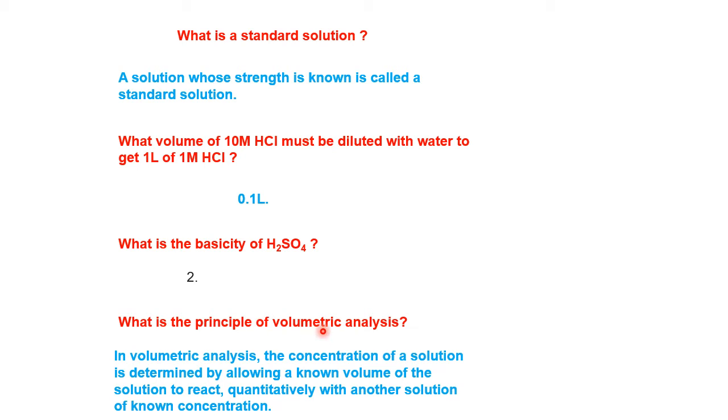What is the principle of volumetric analysis? In volumetric analysis, the concentration of a solution is determined by allowing a known volume of the solution to react quantitatively with another solution of known concentration. So here two volumes are reacting. One we take in the burette, the other we take in the pipette. It is volume versus volume, and we analyze, estimate and calculate. All these come under volumetric analysis, and this is the basic principle involved in volumetric analysis.